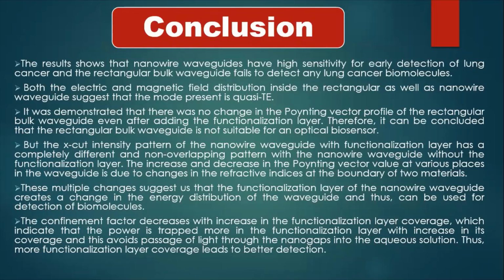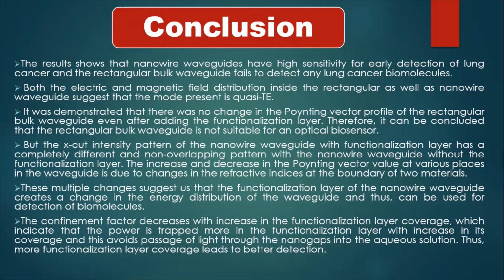The results show that nanowire waveguides have high sensitivity for early detection of lung cancer, and the rectangular bulk waveguide fails to detect any lung cancer biomolecules. Both the electric and magnetic field distributions inside the rectangular as well as nanowire waveguide suggest that the mode present is positive. It was demonstrated that there is no change in the Poynting vector profile of the rectangular bulk waveguide even after adding the functionalization layer. Therefore, it can be concluded that the rectangular bulk waveguide is not suitable for an optical biosensor.